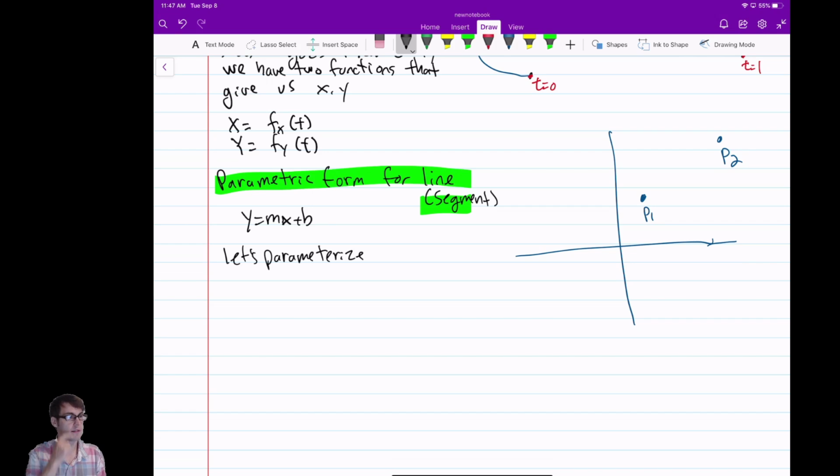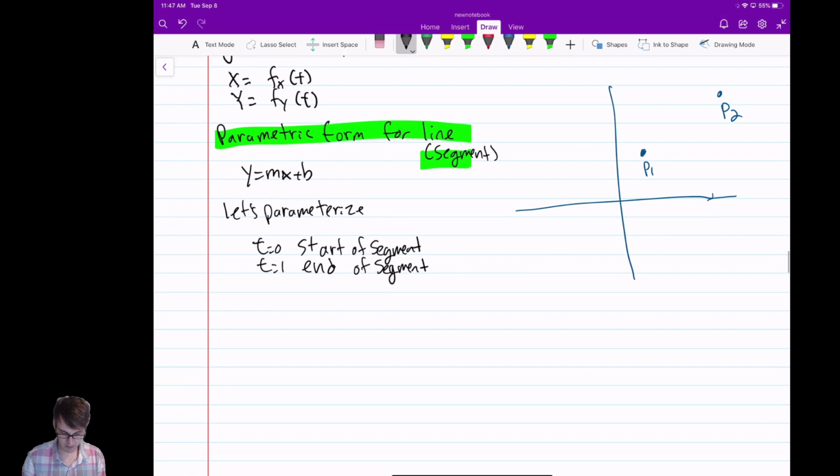Parameterize this line. We want t of 0 to be the start of the segment, and we want t of 1 to be the end of the segment. Okay, so let's look at that. So the first thing I'm going to do, let's fill this line in.